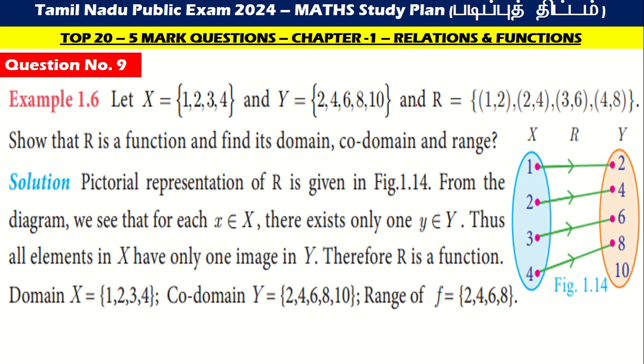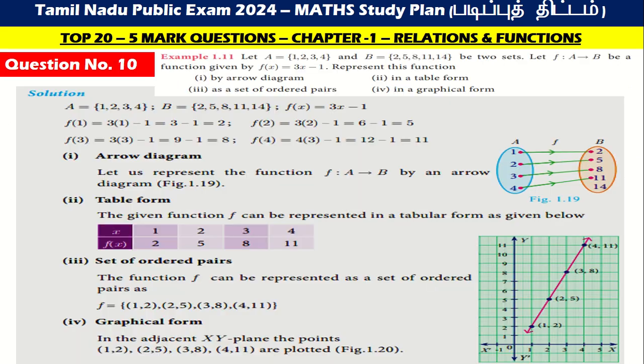2, 4, 8, 10, then R is equal to 1, 2, 4, so upon the value link 2, 4. So by pictorial representation, domain is 1, 2, 3, 4, codomain is y equal to 2, 4, 6, 8 and the range is 2, 4, 6, 8. I hope in the answer all will let us go to the next one.